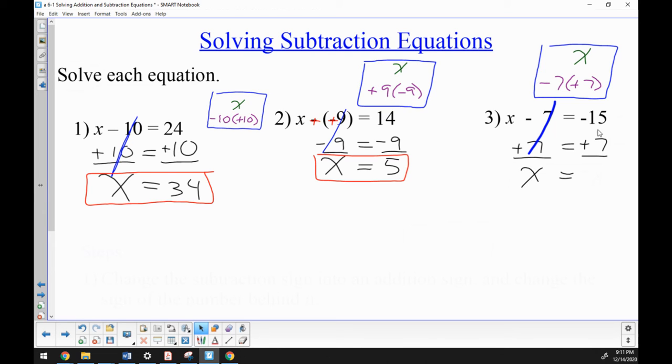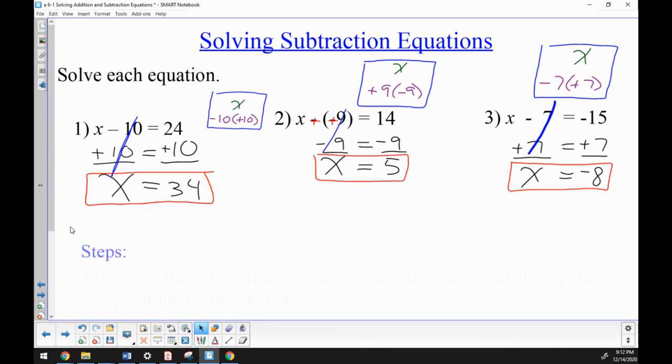On the right side, you're adding 15 plus negative 7. The signs are different. When the signs are different, you subtract. 15 minus 7 is 8. 15 is bigger. 15 is negative, so it's negative 8. And that is how you solve subtraction equations showing algebraic steps.